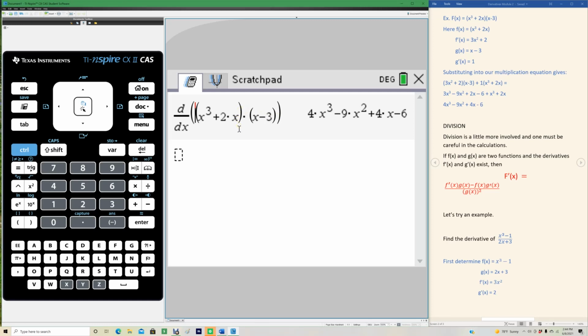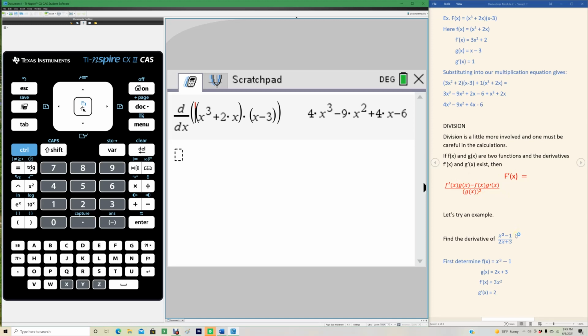Now on to division. Division is a little more involved, and you must be careful of the calculations. It's like this. If f of x and g of x are two functions, and the derivatives of those functions exist, then the derivative of f over g equals f prime of x times g of x minus f of x times g prime of x, over the quantity g of x squared. So let's try another example.